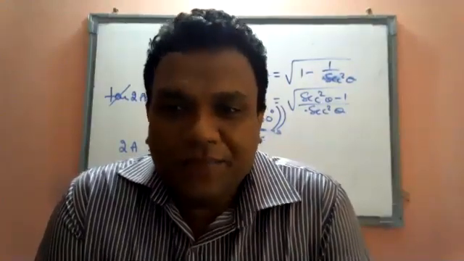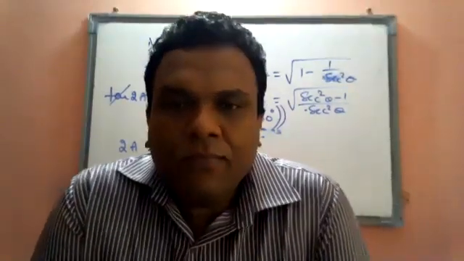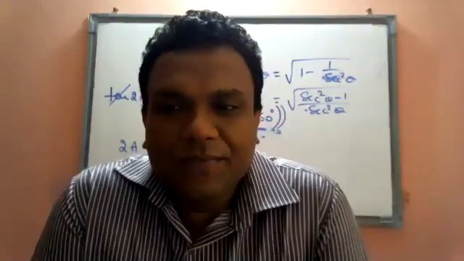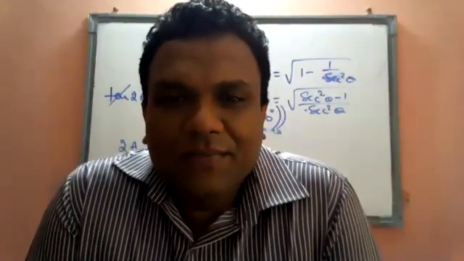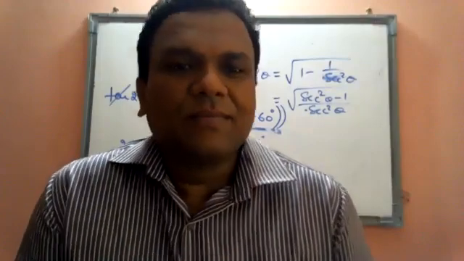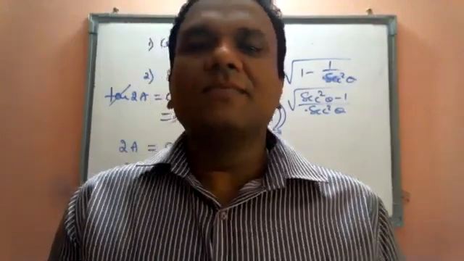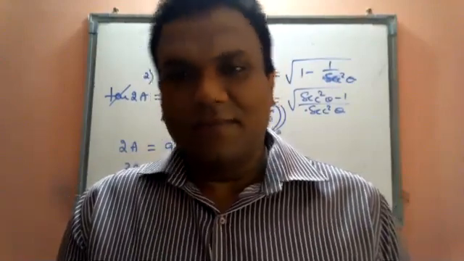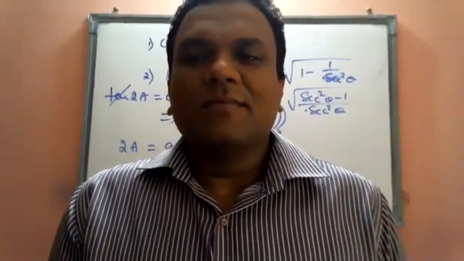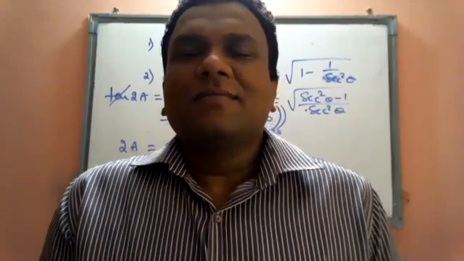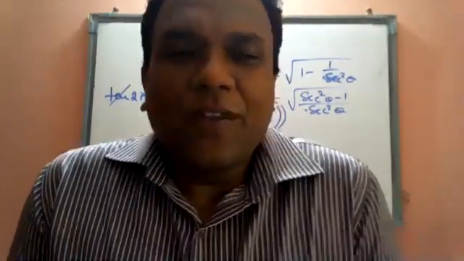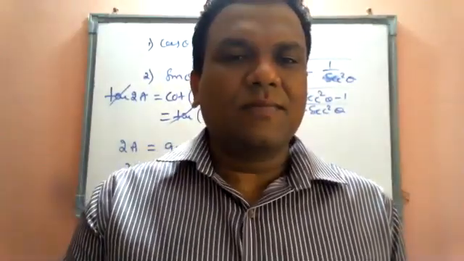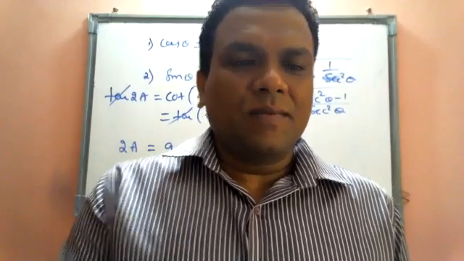Sin of a plus b. Sorry sir. Sin of a plus b is equal to sin a cos b plus cos a sin b. Sin of a minus b. Sin of a minus b is equal to sin a cos b minus cos a sin b.